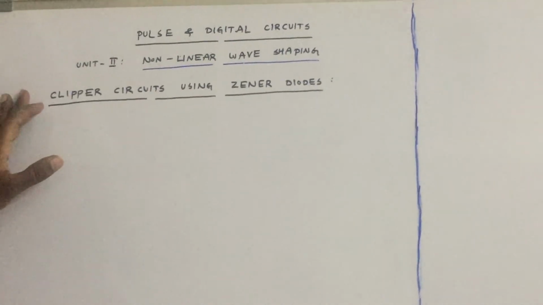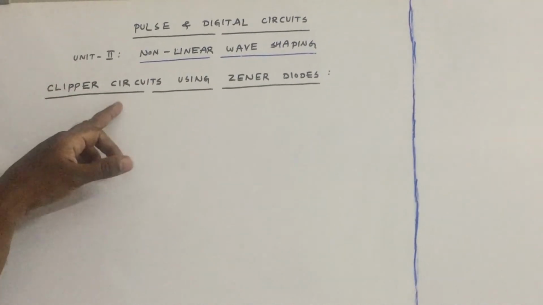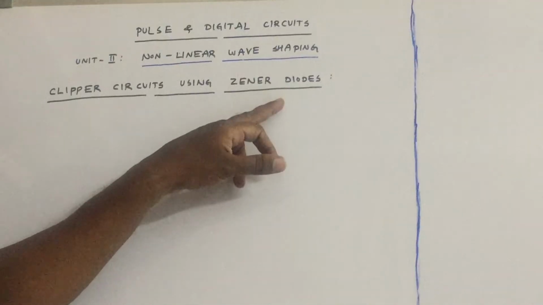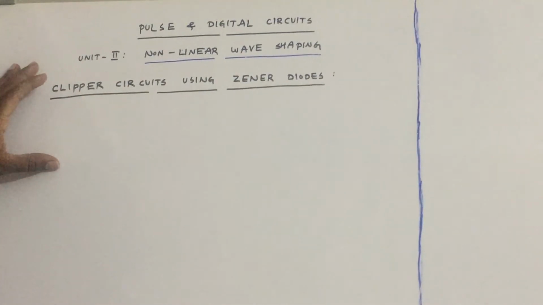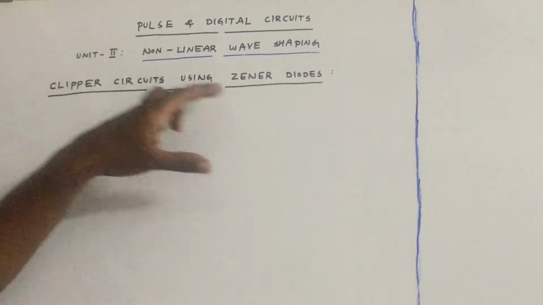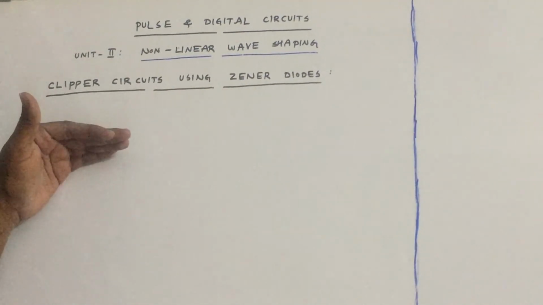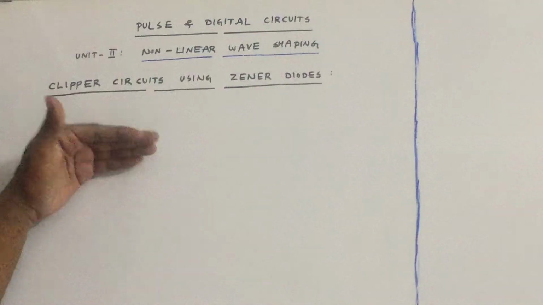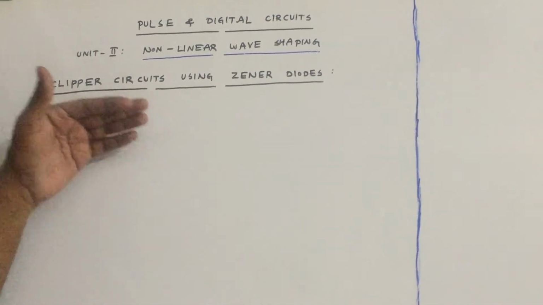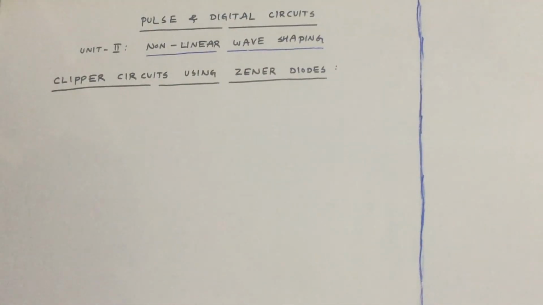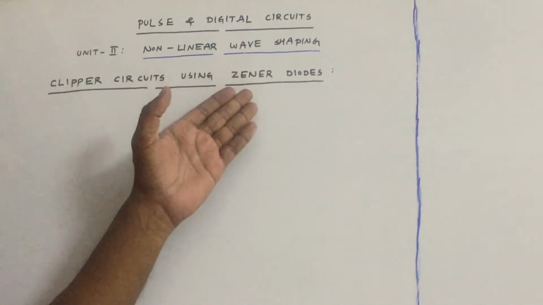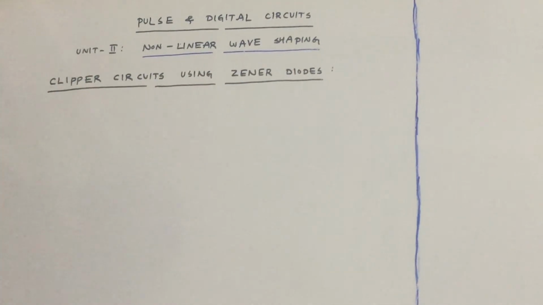Hi, let us see one more article, Clipper circuit using Zener diodes. So the Zener diodes can be used in clipping operations. So how the Zener diodes can be used to clip certain portion of the waveform or to remove certain portion of the waveform. So before that, let us discuss in short about the Zener diodes so that you can understand why it is used in clipping operations.